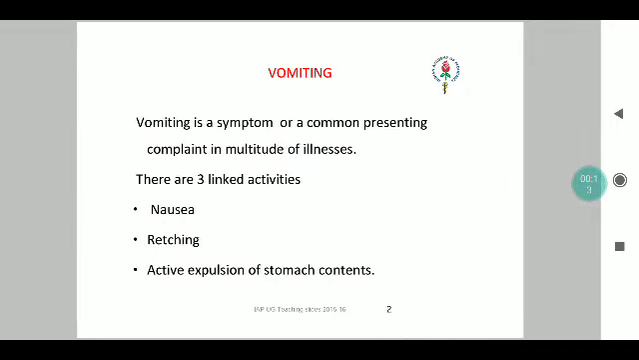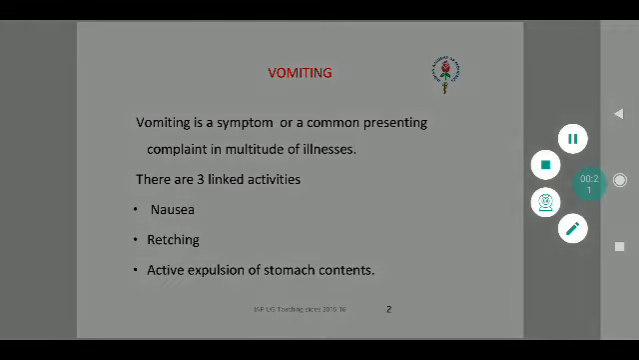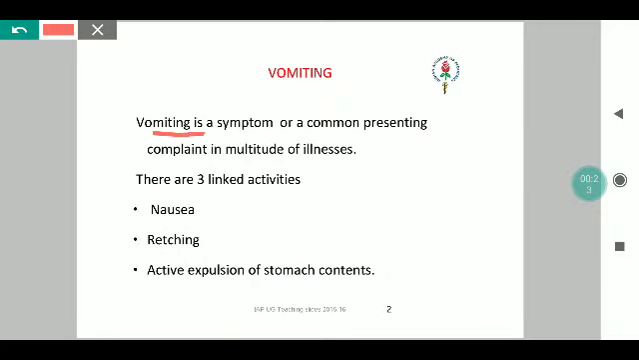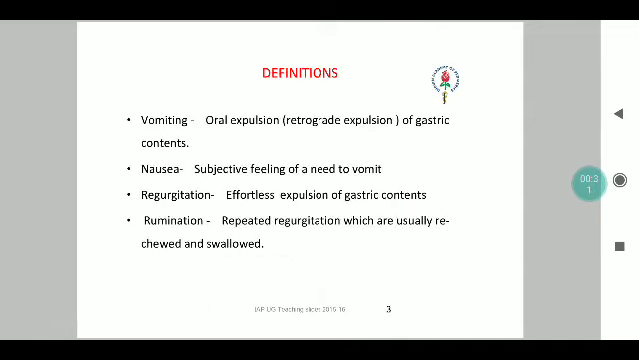Now, the first point which I would like to emphasize at the start of this presentation is that vomiting is a symptom and is not an illness in its own. It is not a diagnosis. Vomiting is a complaint, and it is associated with three linked activities, namely nausea, retching, and the active expulsion of the stomach contents. By definition, vomiting is the oral expulsion as a result of the retrograde expulsion of gastric contents.